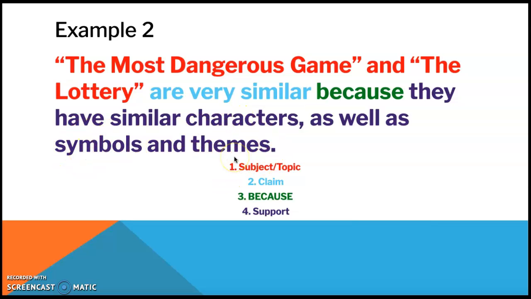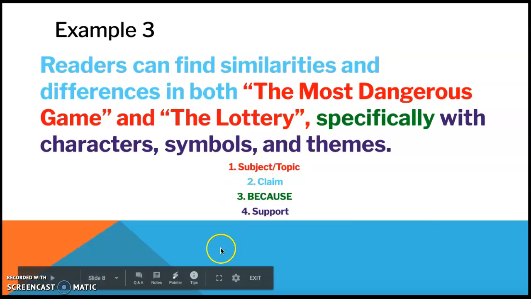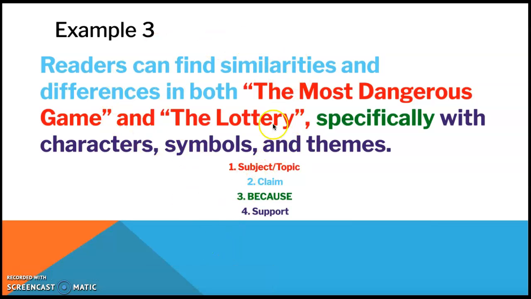All right, this one's in a little bit of a different format, but it works just as well. Readers can find similarities and differences in both The Most Dangerous Game and the Lottery, specifically with characters, symbols, and themes. So the claim goes first here. Now we don't have to do it in the same order every time, because this one works just as well as the last 2.